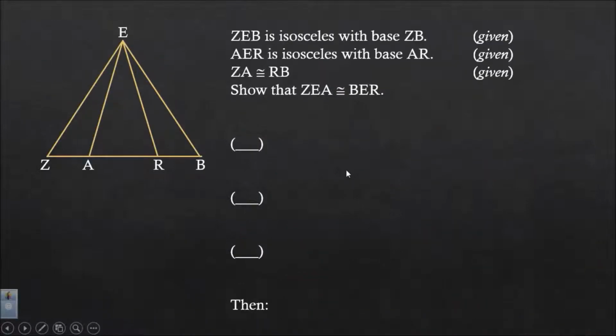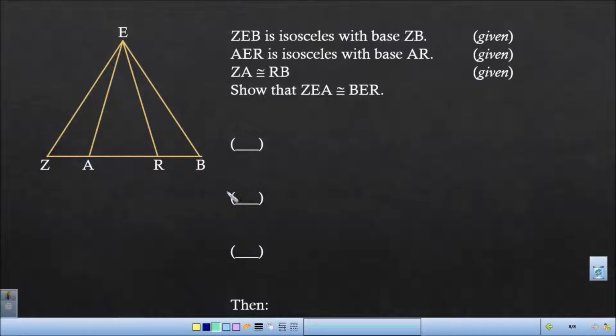Okay, next up. Whoa, this is craziness, right? Okay, just relax, let's have a look. All right, so my first given is that ZEB is isosceles. That's a side. And then my second given is that AIR is isosceles. That's a side. And then my third given is that ZA is congruent to RB. That's a side. So this looks like it could very possibly be a side proof.